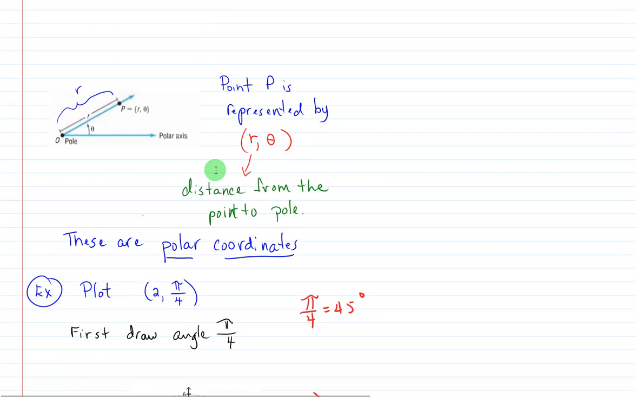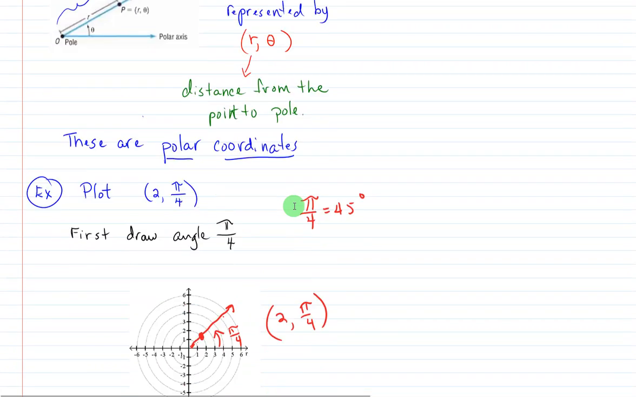So when you're looking here, point P is represented by the coordinate pair R, which is this distance here, and then theta, which is the angle in here. So R comma theta. And R is the distance from the point to the pole. So R comma theta is how we look at polar coordinates.